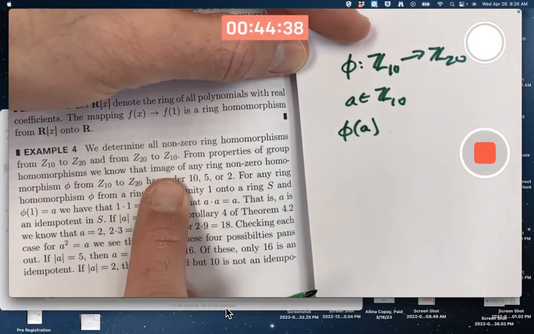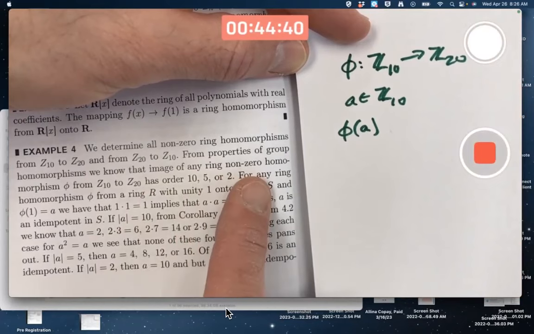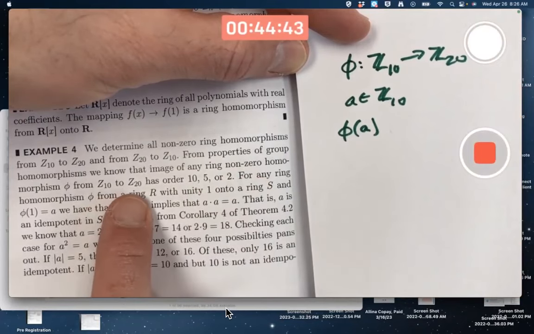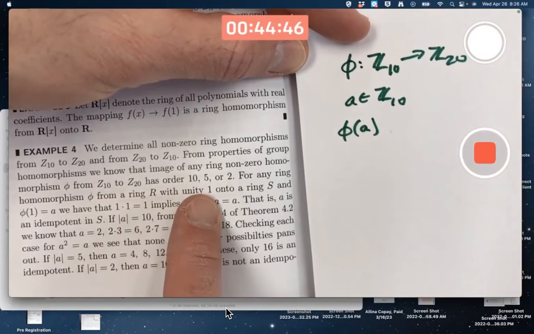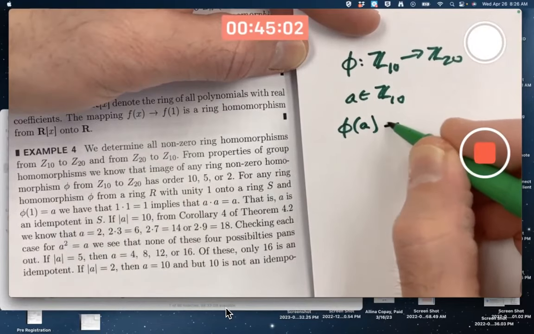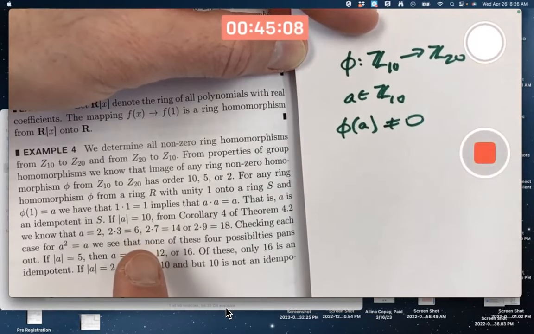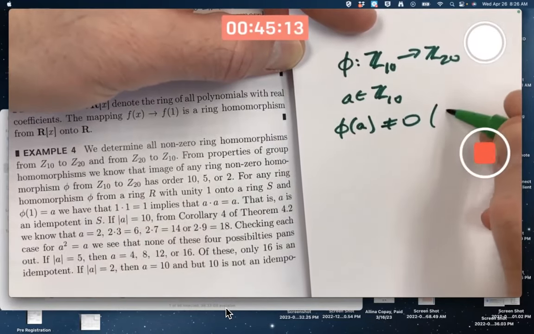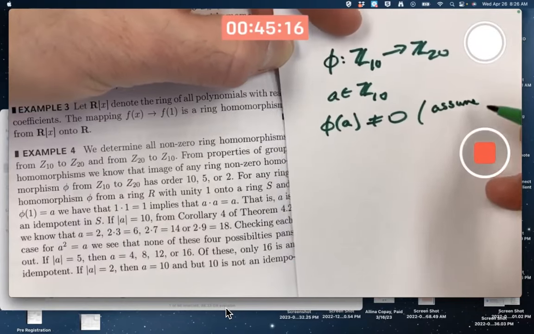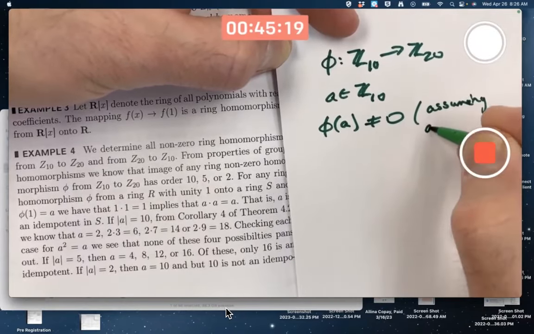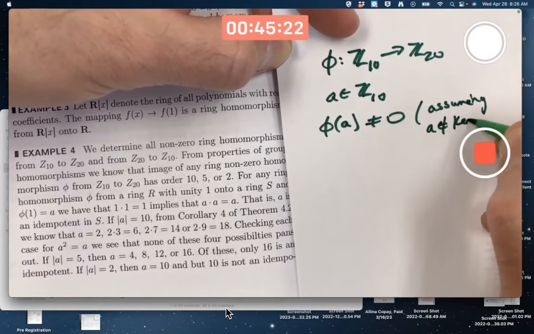We know that the image of any non-zero ring homomorphism from Z10 to Z20. And I think the author is implying not only is phi not mapping everything to zero, phi is also not mapping phi of A to zero. So I'm assuming this is non-zero, because if it were zero, it would have order 1. So I'm assuming A is not in the kernel of phi. Assuming A is not an element of the kernel of phi.